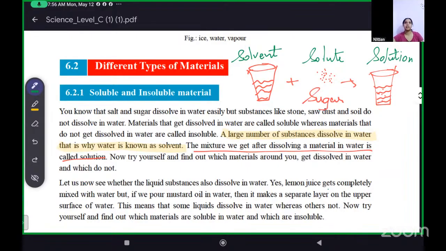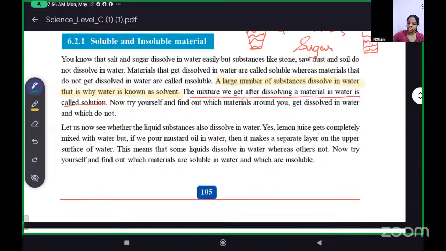Similarly, when I try to dissolve sand in water, I put the sand in the glass of water. The sand will sink down. When I try to dissolve it, the water will look muddy and the sand particles will spread. But eventually, if you leave it there, all the sand will again sink at the bottom. It will not be dissolved. So those are known as insoluble materials.